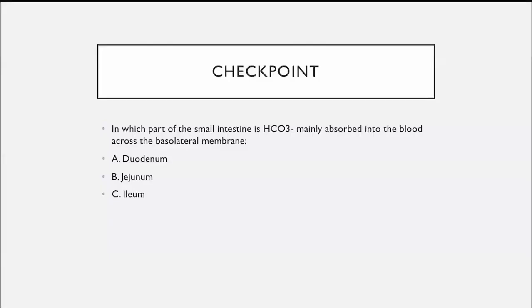Checkpoints. Okay, so in which part of the small intestine is hydrogen carbonate mainly absorbed into the blood across the basolateral membrane? Is it the duodenum, the jejunum, or the ileum? Okay, so the answer is jejunum, because in the ileum, the thing that is mainly absorbed, according to the slides, is sodium chloride. So in the jejunum, it's sodium hydrogen carbonate.